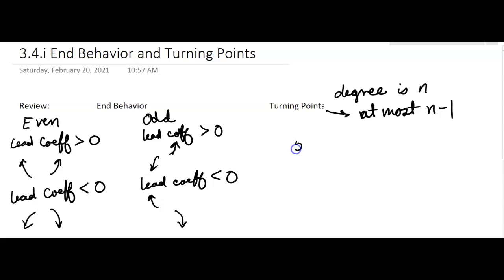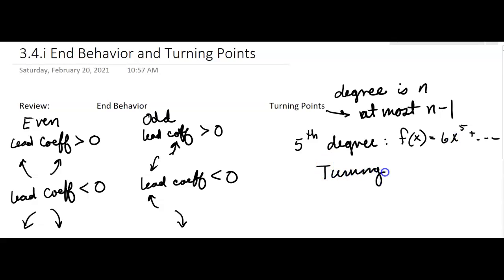So if you have a 5th degree polynomial, maybe it's something like f of x equals 6x to the 5th plus a bunch of stuff, then the most number of turning points you can have, okay, not written very well, that's why I'm saying it, the most number of turning points would be 4, okay? So if your degree is 5, the most number of turning points you could have would be 4.